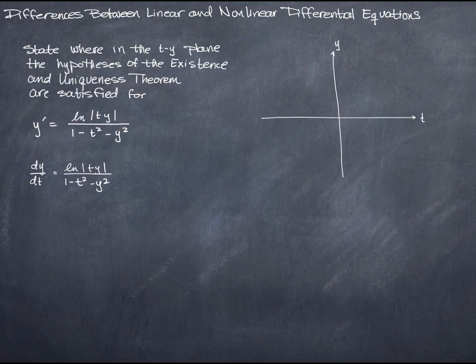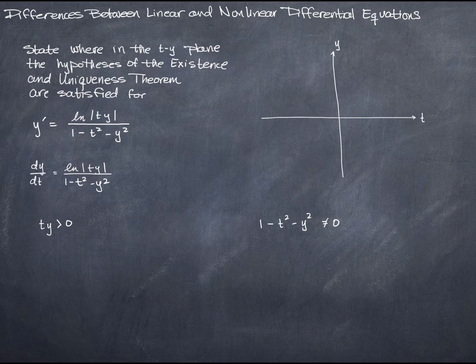Now, we can actually see just by looking at the problem that we've got two domain issues. One is that we have a denominator, and denominators can't be zero. And the other is that we have a log expression, and the argument of a logarithm has to be strictly greater than zero. It can't be zero, and it can't be negative. So I'm going to tackle these separately. One is that the argument of my log has to be greater than zero. And over here, my denominator, 1 minus t squared minus y squared, has to be non-zero. It has to not be equal to zero.